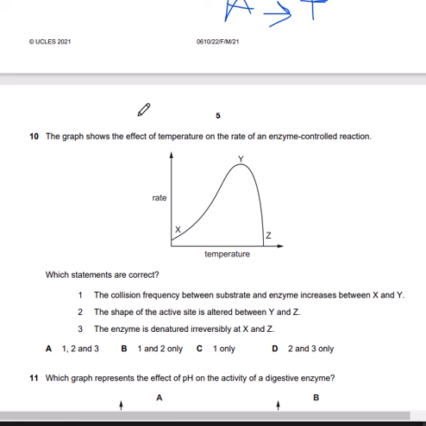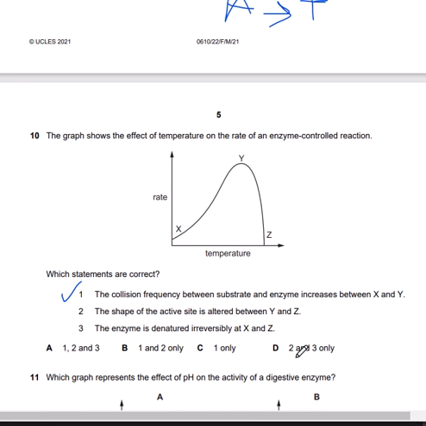The diagram shows the effect of temperature on the rate of an enzyme-controlled reaction. Which statements are correct? The collision frequency between the substrate and enzyme increases between X and Y. That's actually correct because it gains more kinetic energy, so they move faster, their speed increases, so they have more frequent collisions together. So 1 is correct, and since 1 is not present in D, we're eliminating it.